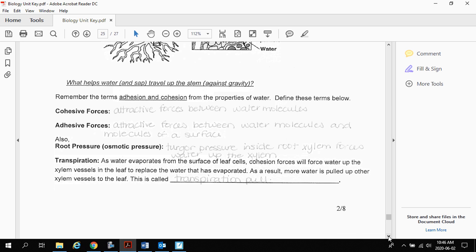Also, root pressure. The root pressure, or the osmotic pressure, is the turgor pressure inside the root xylem, which forces the water up the stem. And transpiration: as water evaporates from the surface of leaf cells, out of those open stomata, or those open guard cells, cohesion forces will force the water up the xylem vessels in the leaf to replace the water that has evaporated. So as transpiration occurs, as water is being lost, it's pulling more water up to replace it. As a result, more water is pulled up other xylem vessels to the leaf. This is called transpiration pull.